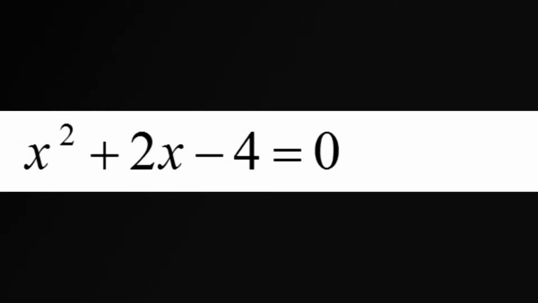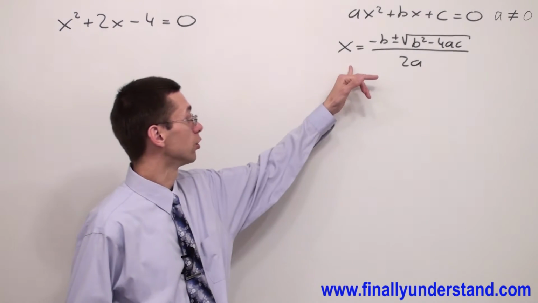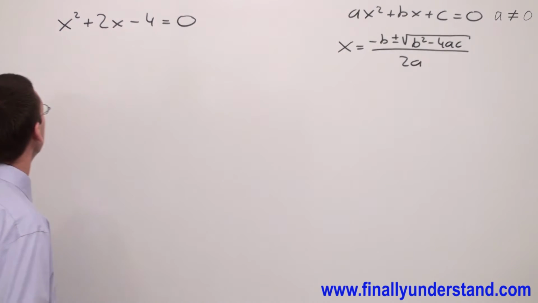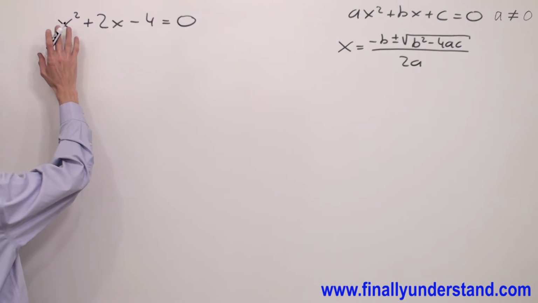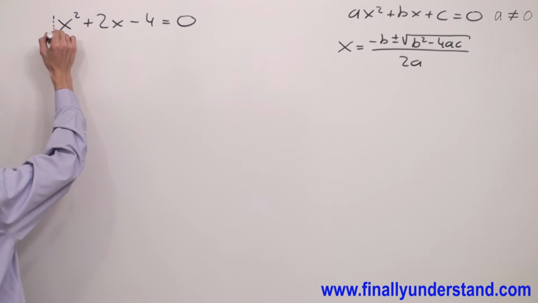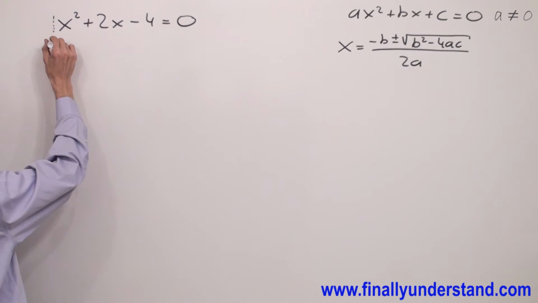We have another quadratic equation on the board. We're going to use, like before, the quadratic formula in order to find values of x. Please notice that my second degree term has coefficient +1, invisible +1. And I'm going to call this coefficient A.